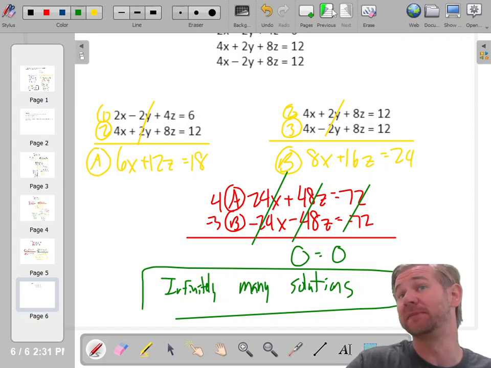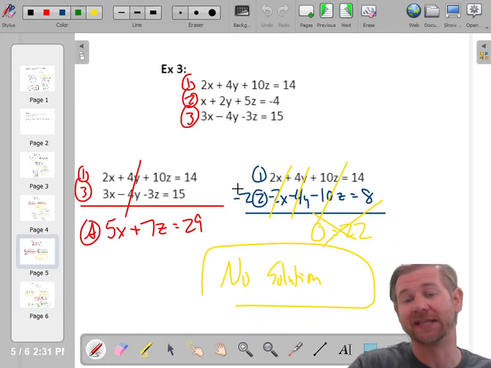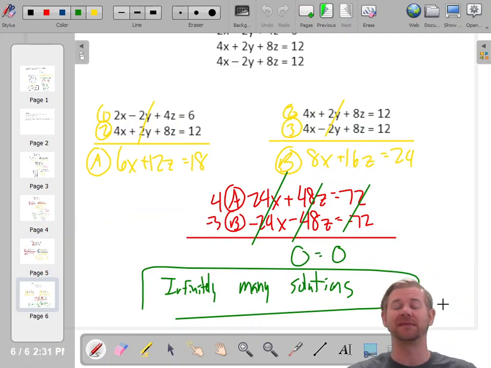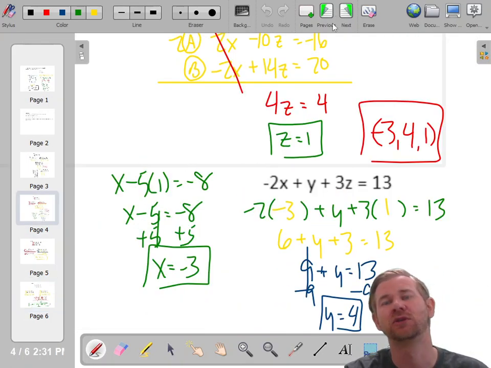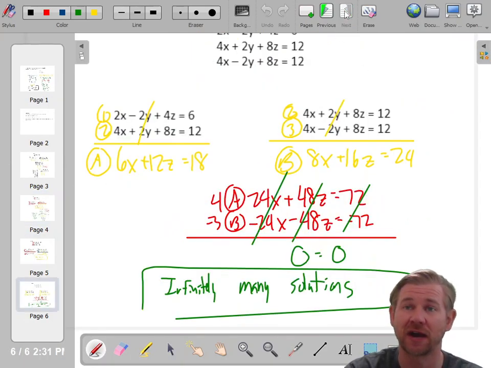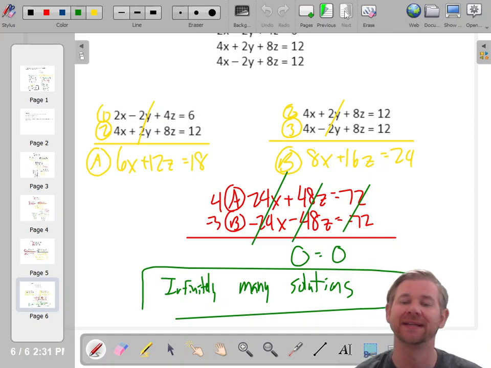So, sometimes you will have a false statement, that means no solution. Sometimes you will have a true statement, that means infinitely many solutions, but most of the time you should have one ordered triple. Again, these are long, difficult problems, but once you get the hang of it, they all kind of start to flow and they feel the same.